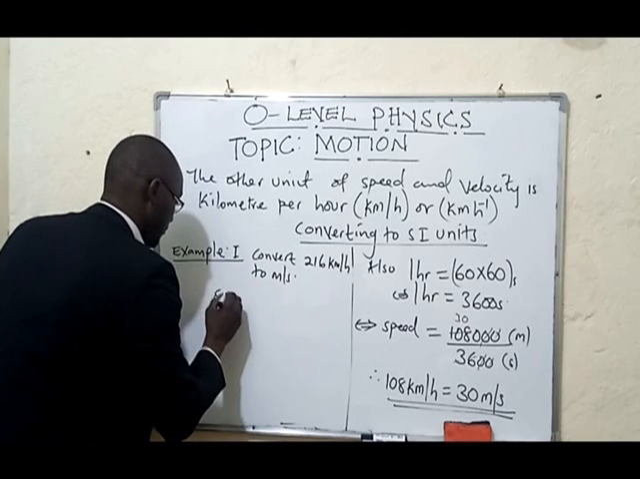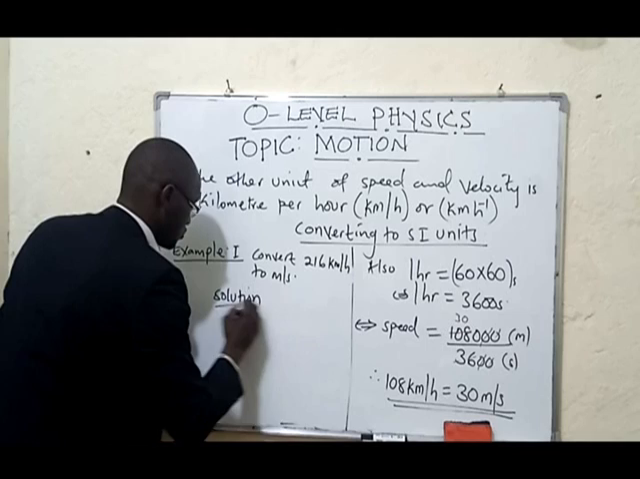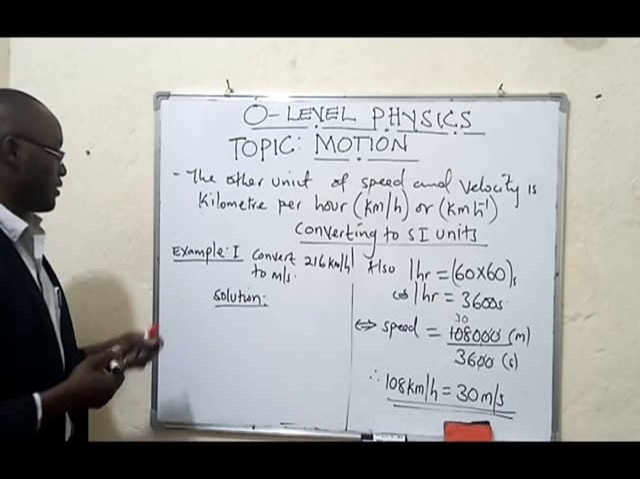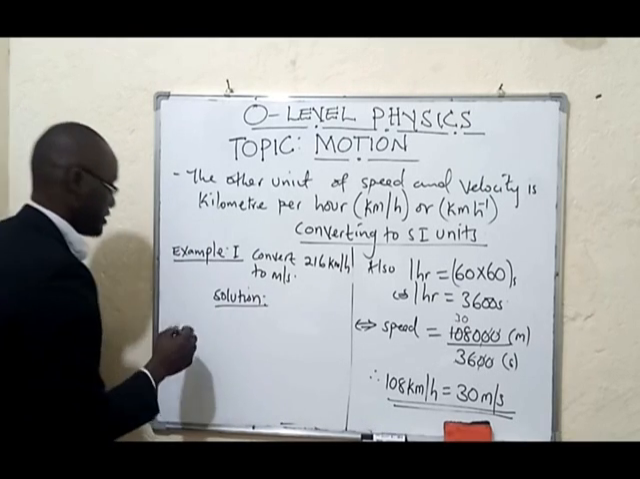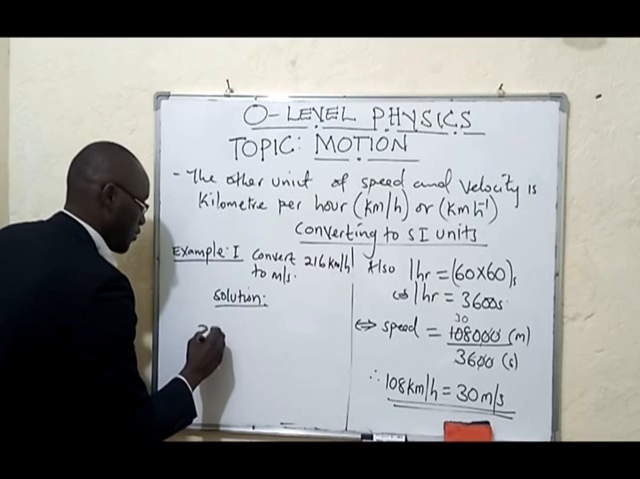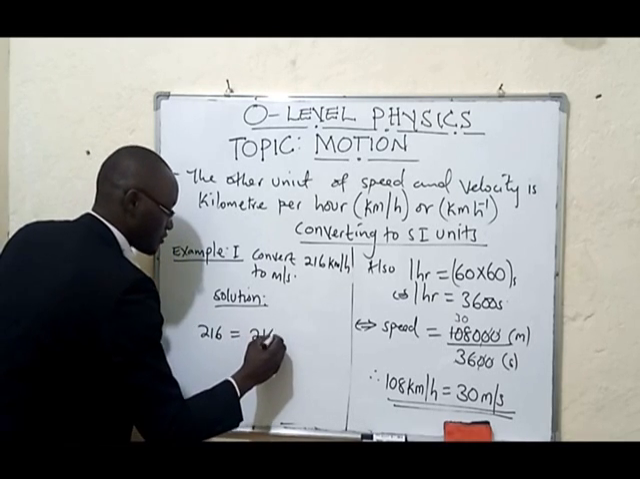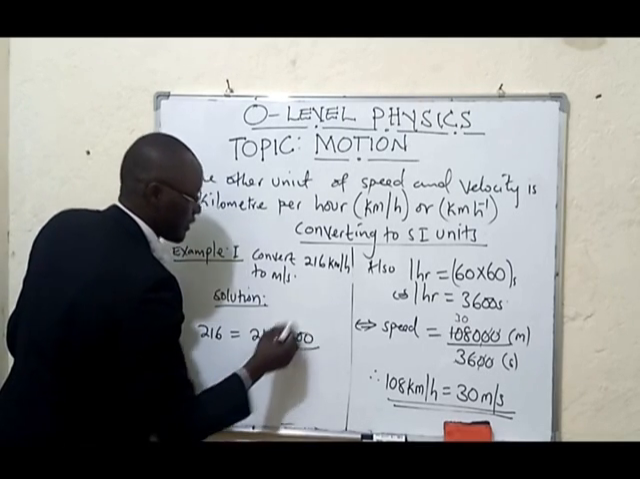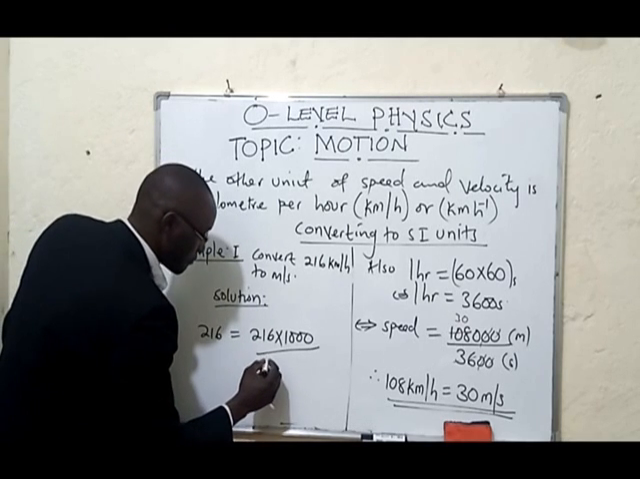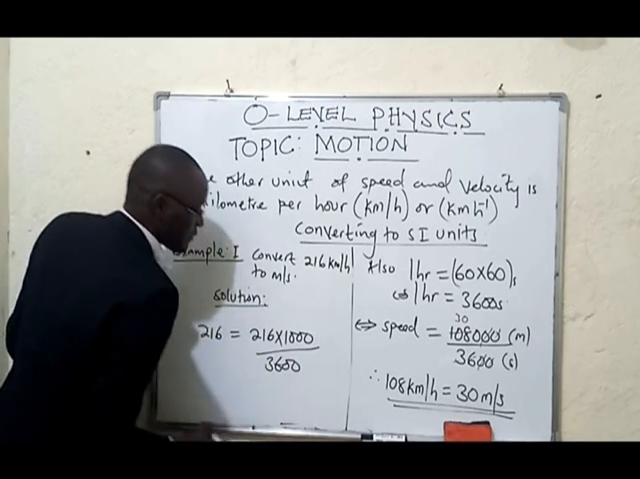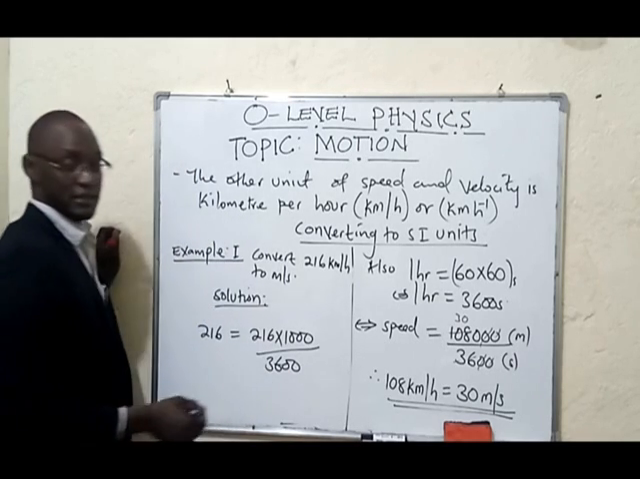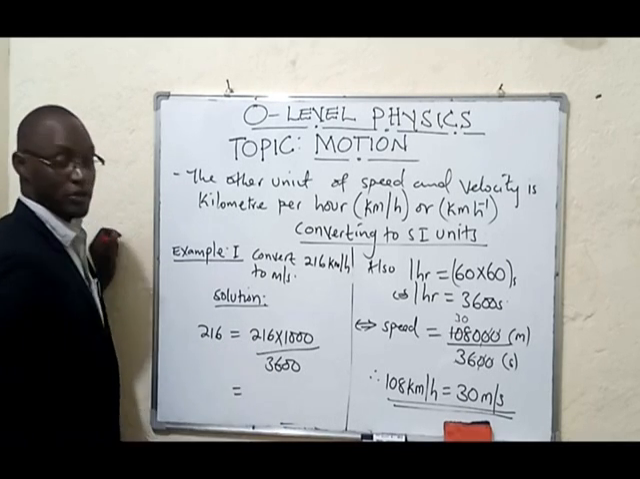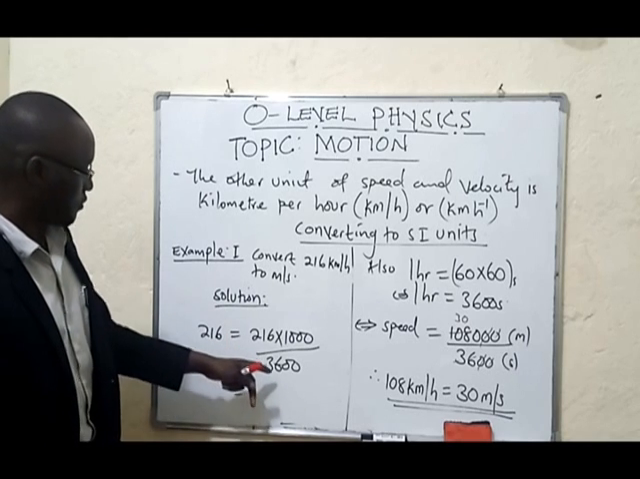So still the same. I don't expect you to use method 2. However, method 2 makes you understand this best and more. So 216, yes, we come here and say that the 216 is equal to 216, convert the kilometers to meters by multiplying through by 1,000, then every hour, then the hour, bring it, and multiply it through by 3,600.